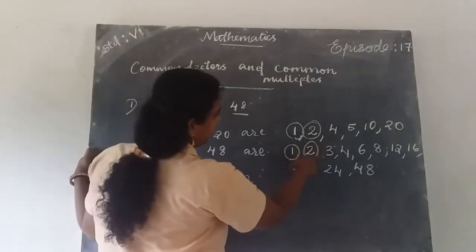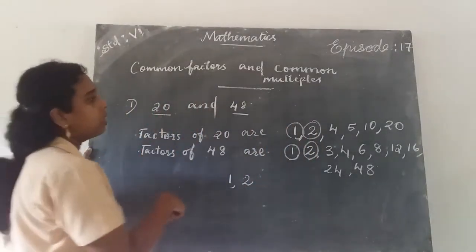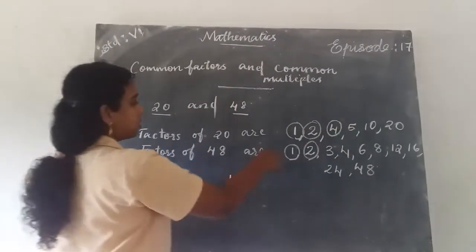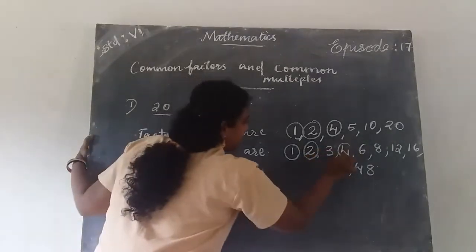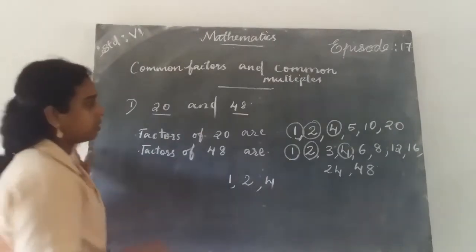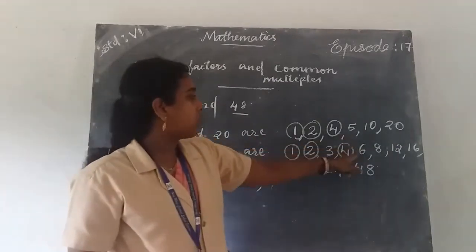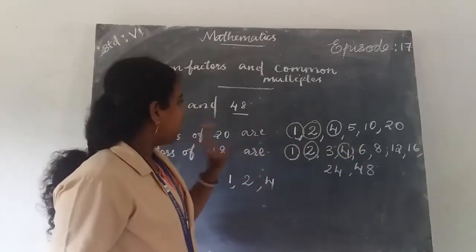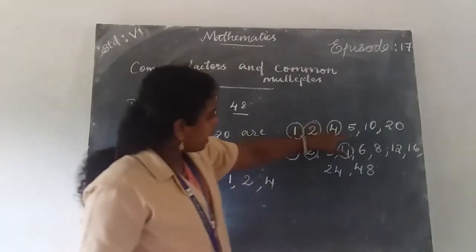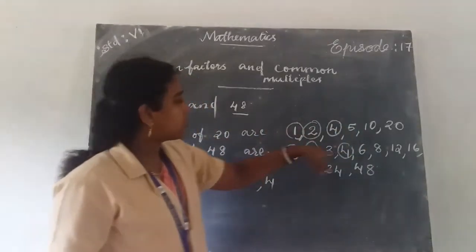And here 3 is not a factor of 20. So 3 is not a common factor. Then here is 4. 4 is also common. 4 is a factor of 20 and also a factor of 48. So we can say that 4 is a common factor of 20 and 48. And the next factor is 5. 5 is a factor of 20, but it's not a factor of 48. So 5 is not a common factor of 20 and 48. Then the next number is 6. 6 is not a factor of 20. So it's not a common factor.